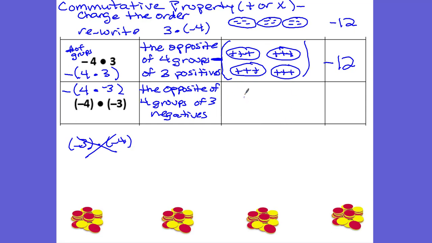So we need 4 groups, but we want the opposite, so we're going to need parentheses. Put that negative sign on the outside of the parentheses. Okay, now we can draw our 4 groups. Close the parentheses. Each group is going to have 3 negatives. 1, 2, 3, 1, 2, 3, 1, 2, 3, 1, 2, 3. And then if you count up all of your negatives, you get 12 negatives, but we need the opposite of that, which makes it a positive 12. So negative 4 times negative 3 equals a positive 12.